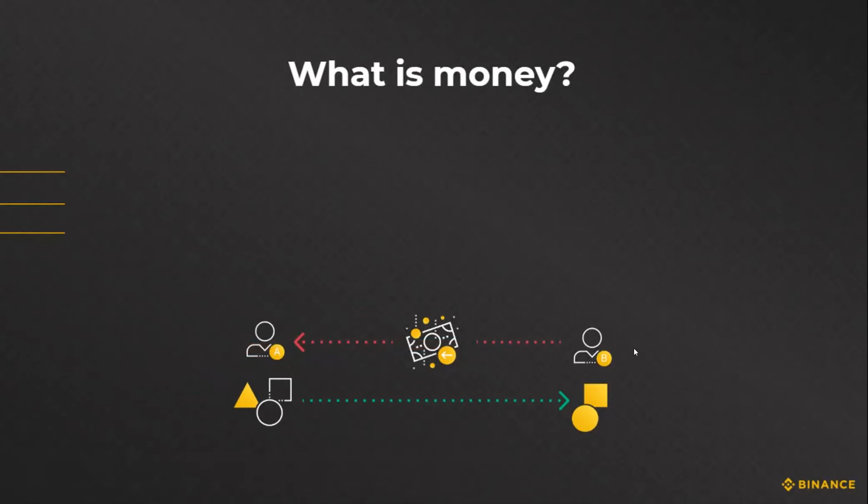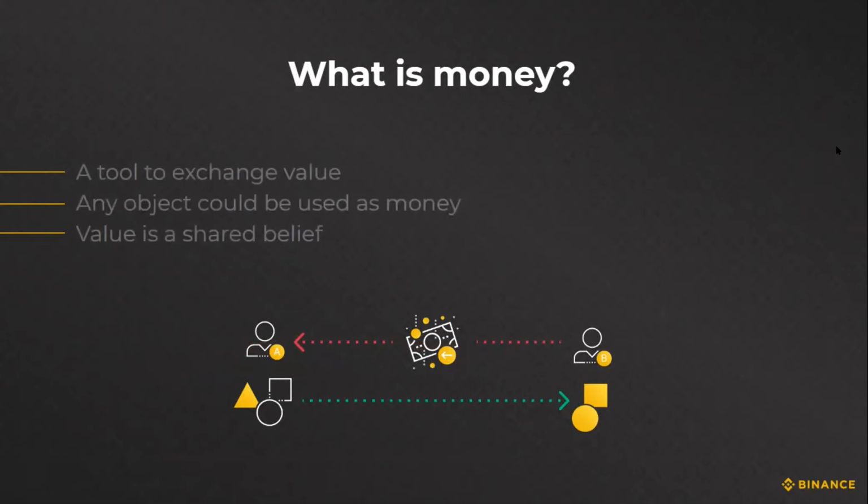So the first thing here is, what is money? A lot of us know what money is. It's basically a tool to exchange value. You know the history of money, how it started. It started with the barter system. Anything that was of value that we could use to exchange for other assets. And then we find out also that any object at all can be used as money.